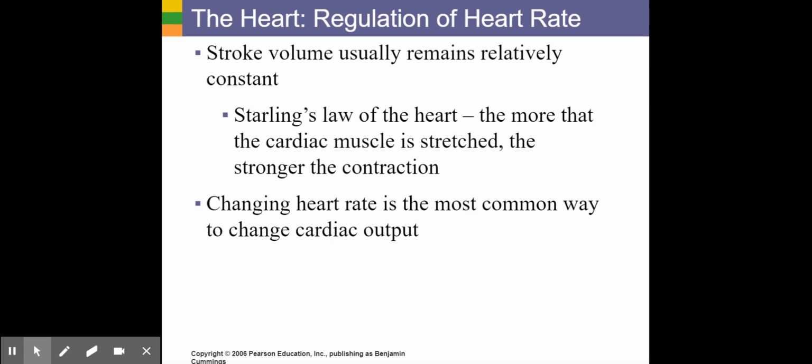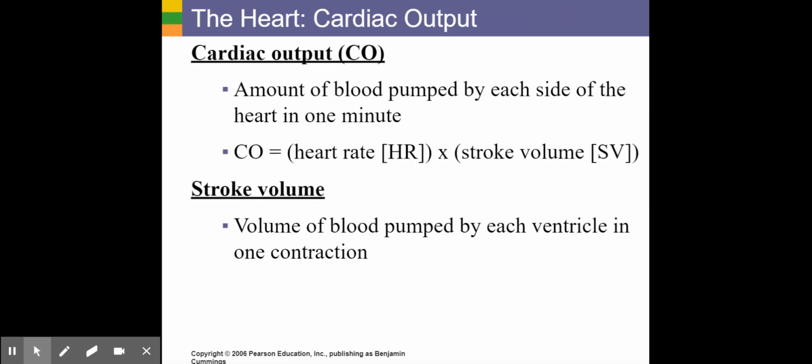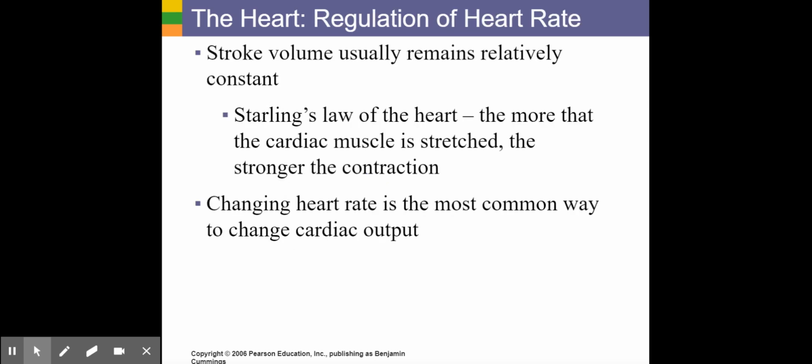The only real way to change this process, obviously, then is to change the heart rate. If we go back and look at that equation, heart rate is the one thing we can change. Stroke volume really isn't going to change. All right, we can only change heart rate here. So changing that heart rate is really the only way to change our cardiac output.